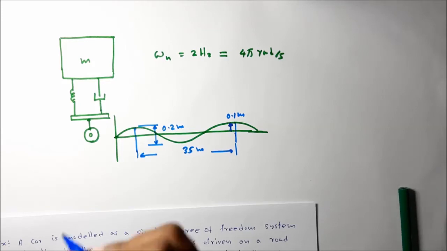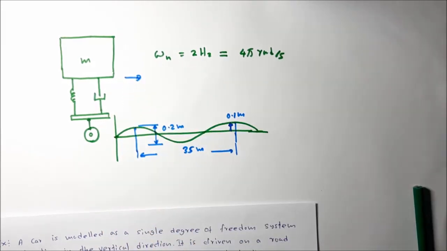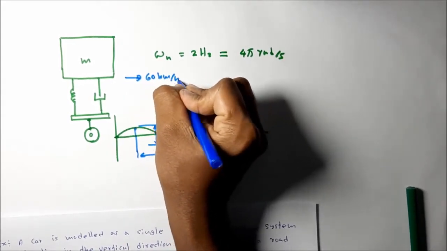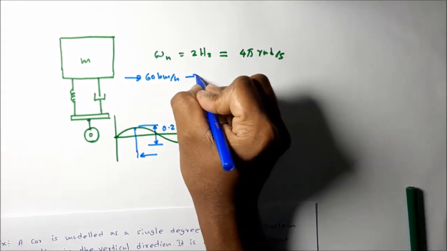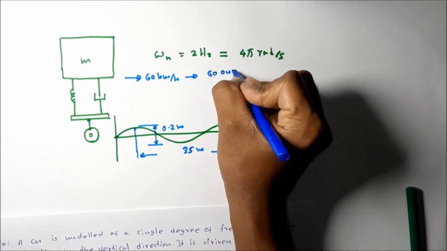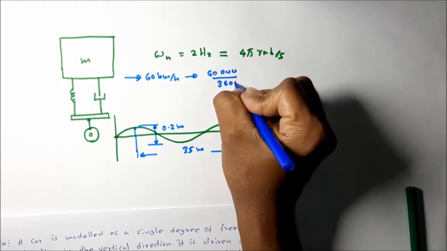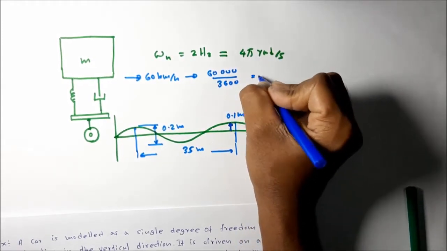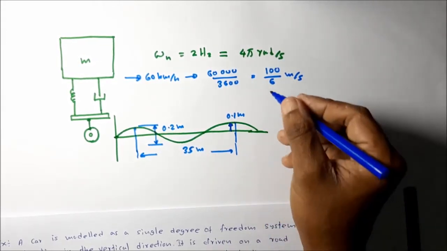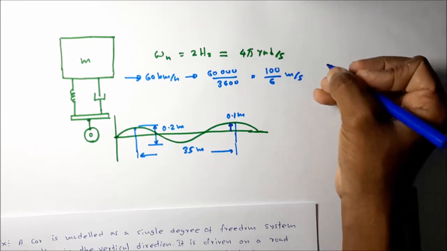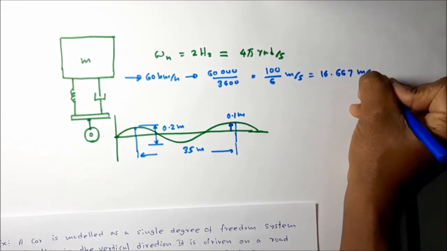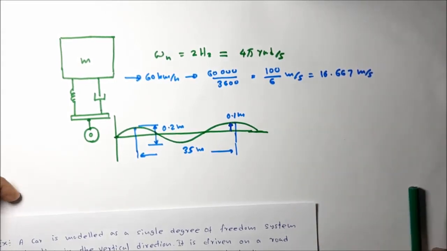So then this car is moving with a velocity, in the first part, of 60 km per hour. I am going to convert that into meters per second. So 60,000 divided by 3,600 is equal to 100 over 6 meters per second, that is equal to 16.667 meters per second. This is the speed the car is traveling.